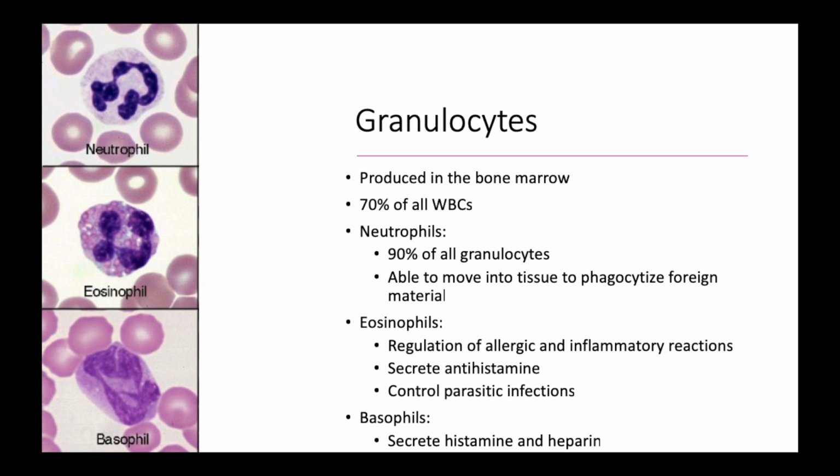Examples of our three types of granulocytes are neutrophils, which make up 90% of all granulocytes. They're able to move into tissue to phagocytize foreign material. Eosinophils are involved in the regulation of allergic and inflammatory reactions. They secrete antihistamine, and they also have a role in controlling parasitic infections. Basophils secrete histamine and heparin. Looking at them here, we've got the typical appearance of a mammalian neutrophil, a typical eosinophil, which has big, nice red components within the cytoplasm, and then a basophil has a slightly purplish tinge throughout.